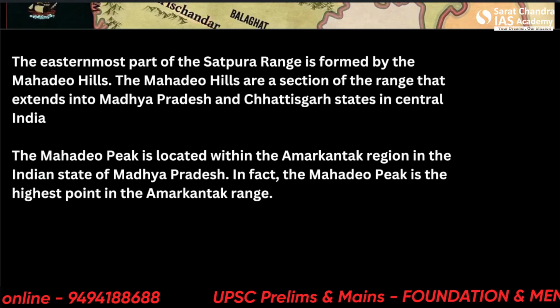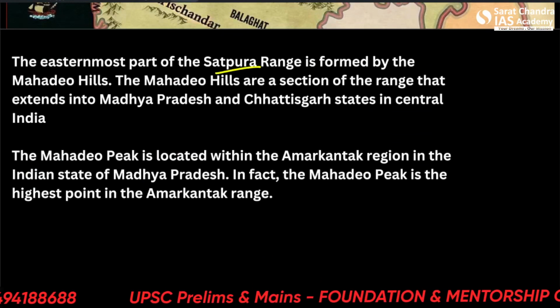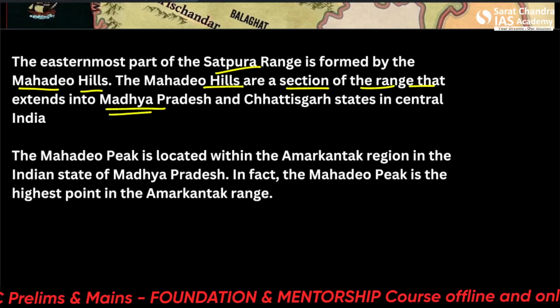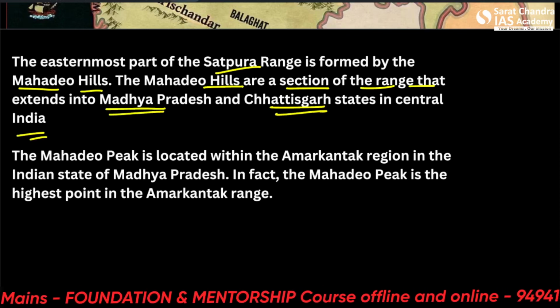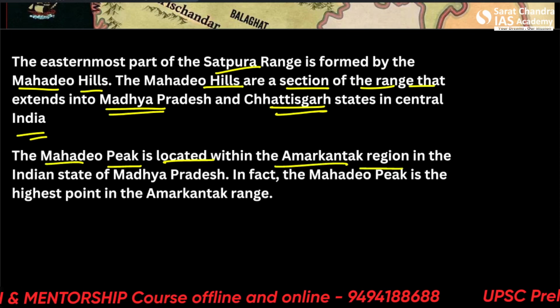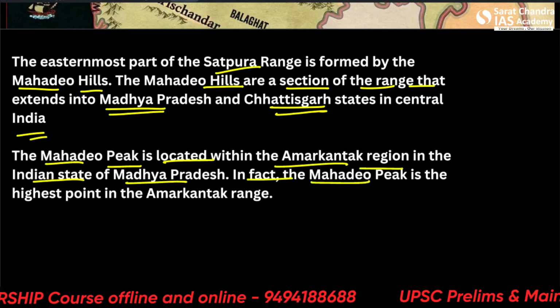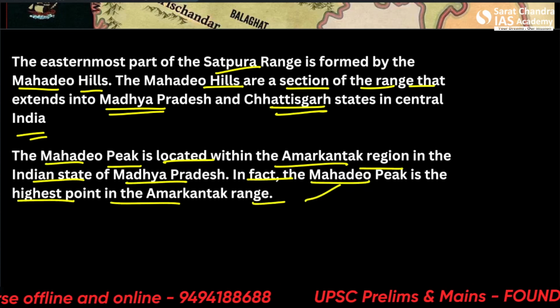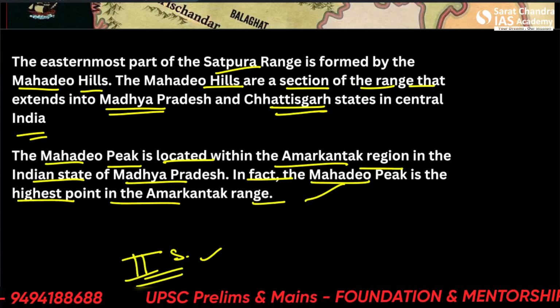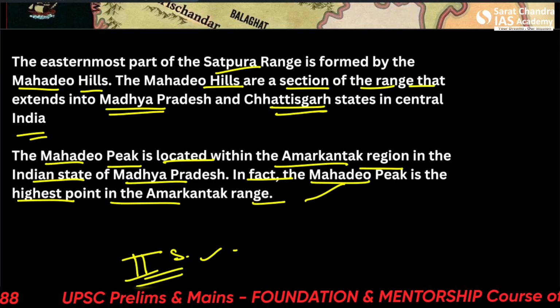So the easternmost part of the Satpura range is formed by the Mahadev Hills. The Mahadev Hills are a section of the range that extend into Madhya Pradesh and Chhattisgarh in central India. And Mahadev Peak is located within the Amarkantak region in the Indian state of Madhya Pradesh. In fact, the Mahadev Peak is the highest point in the Amarkantak range. So this denies our second statement of the question. All right, we'll talk about all that.